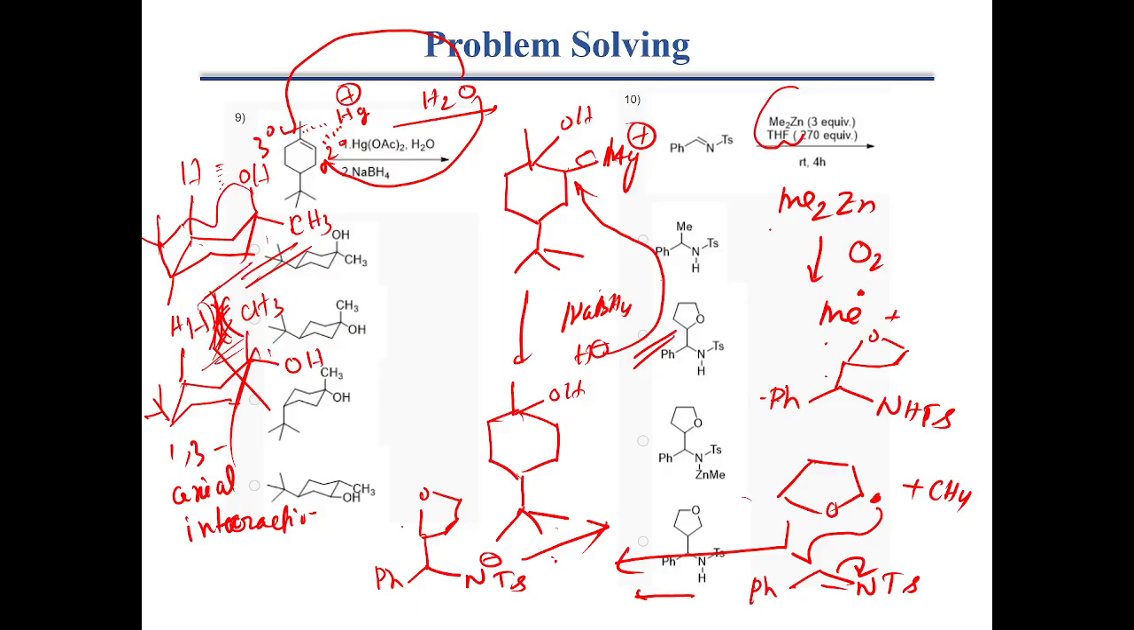And this is the dimethyl zinc radical behavior. Dimethyl zinc in presence of oxygen forms a methyl radical, this is trapped with the furan to form a furan radical, and that will react with the imine, giving this imine-furan adduct product.